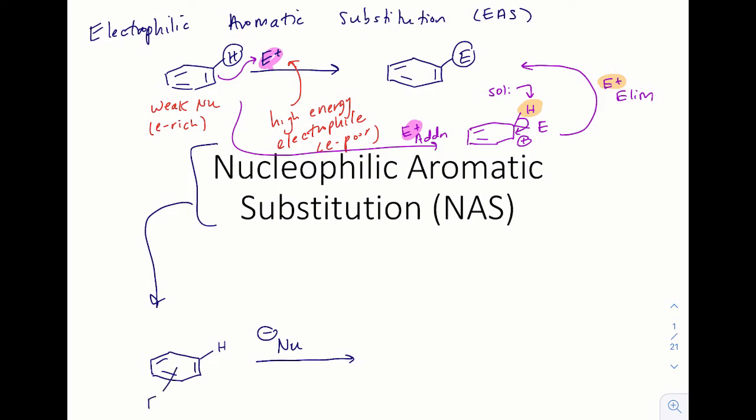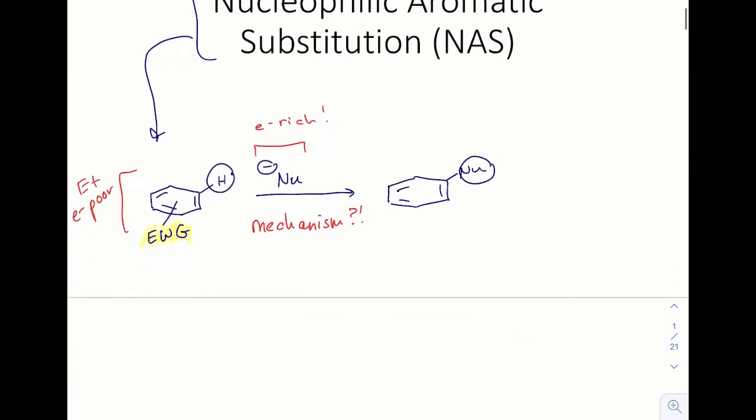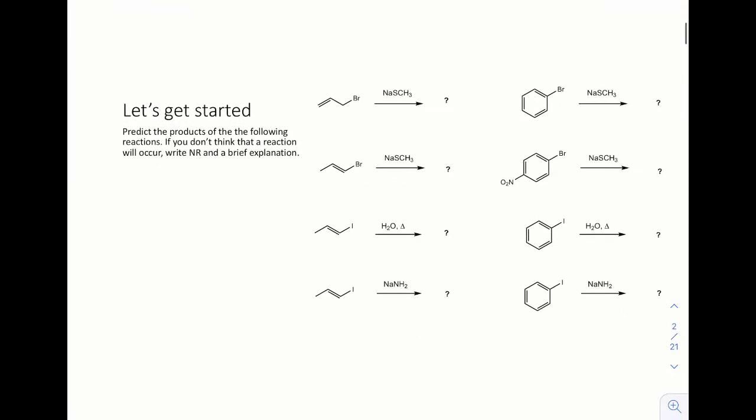Typically, not always, but typically, in order for the ring to act as an electron poor species, as an electrophile, it typically has an electron withdrawing group to make that happen. And then the electron-rich nucleophile will react with it in an overall substitution. So in many ways, this looks like the opposite of electrophilic aromatic substitution. I'm not sure if opposite is the right word, but let's get into it now. Let's learn about nucleophilic aromatic substitution.